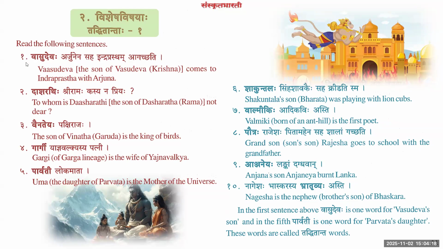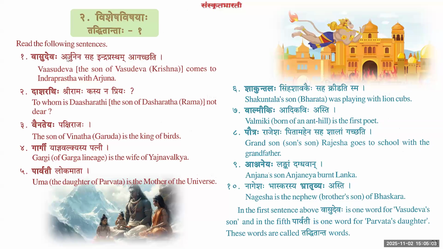So agacchati, who comes? Vasudevaha agacchati. So he is the karta. He is the subject who is doing the action of coming. Vasudevaha. Now, in the Sanskrit language, we know Vasudeva was the father of Krishna. So Vaasudeva is a derivative noun generated from Vasudeva. So Vaasudeva is a name to Krishna as the son of Vasudeva. Vaasudeva, the son of Vasudeva, Krishna, actually targeting Krishna, comes to Indraprastha with Arjuna.